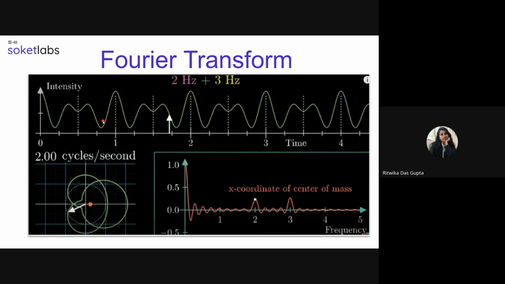Similarly, if we combine two kinds of graphs, as I said, 2 hertz and 3 hertz frequency graphs, then what will happen? There will be two peaks found, at 2 hertz and 3 hertz. Similarly, this way we can understand the major information. We can pick up the pitch information easily from this particular graph of the center of mass.